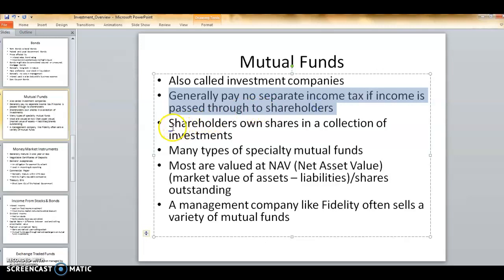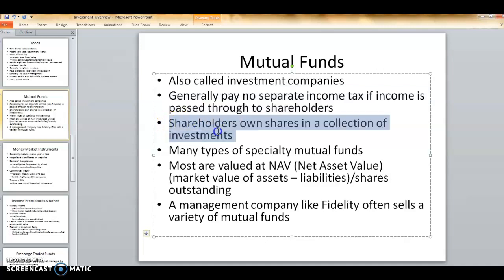Shareholders own shares in a collection of investments of the mutual fund. There are many different types of specialty mutual funds, like for example, mid-cap and small-cap mutual funds, growth index mutual funds, and mutual funds that mimic the S&P 500, etc.